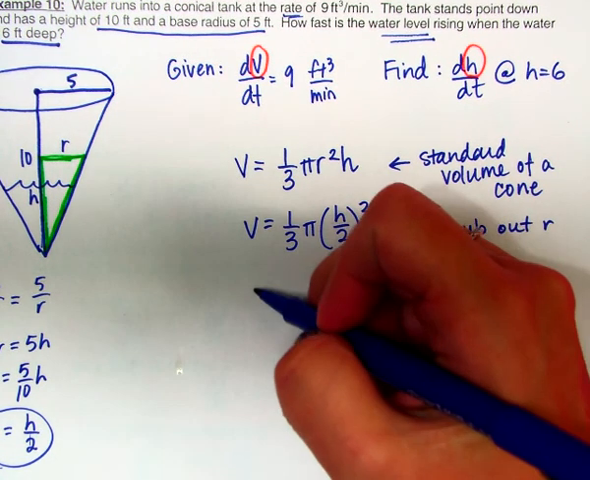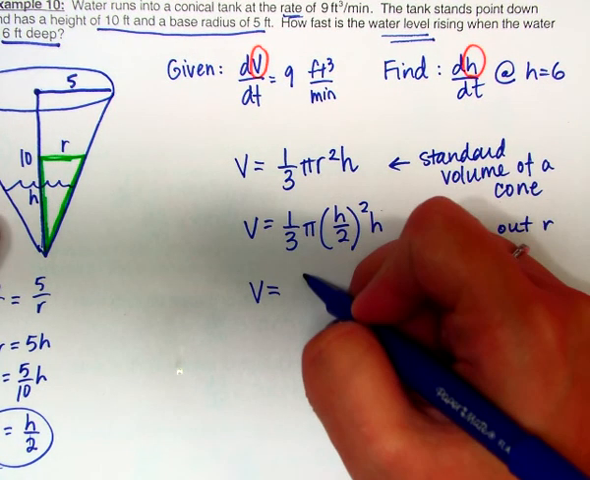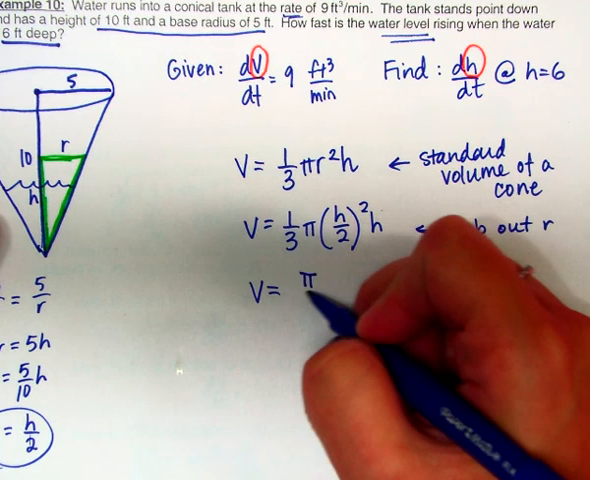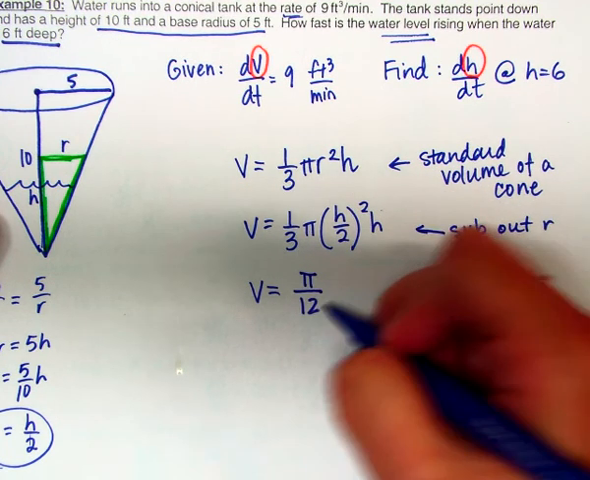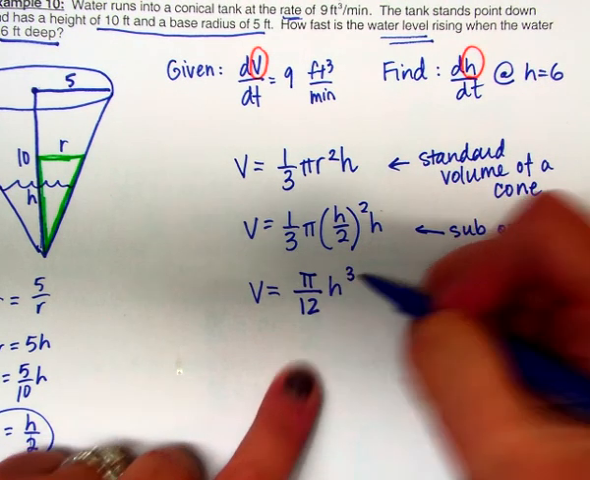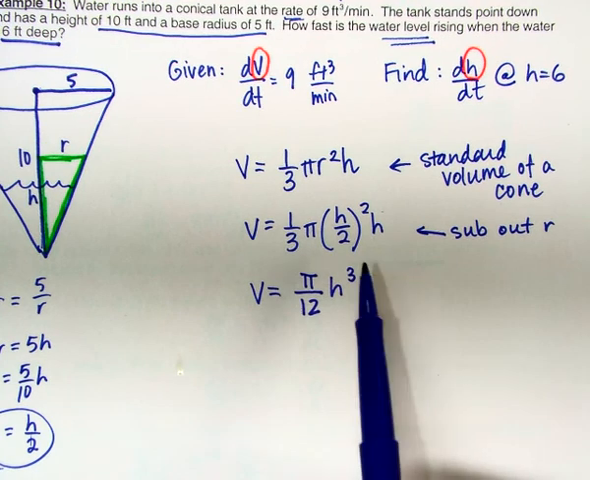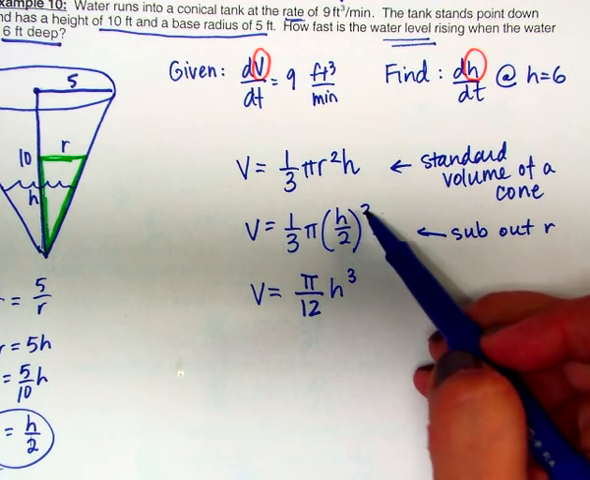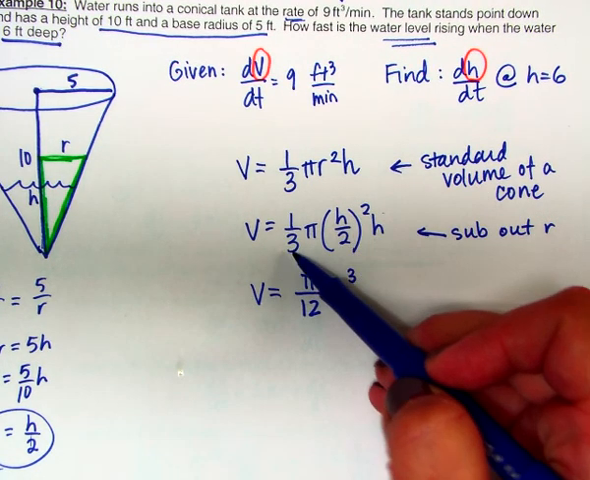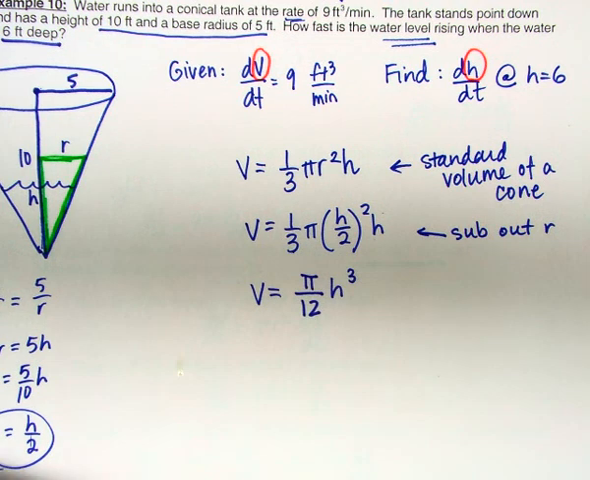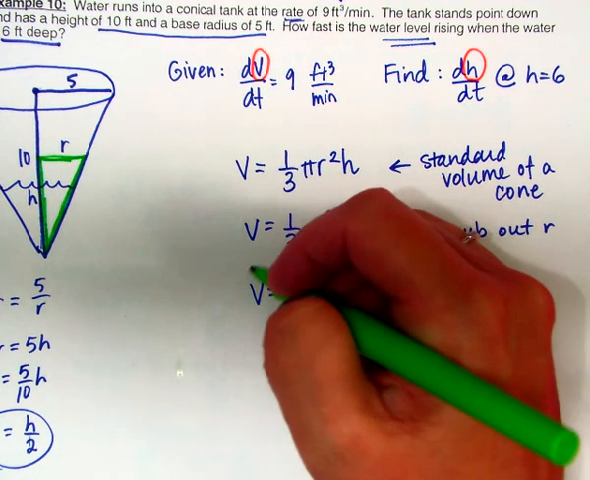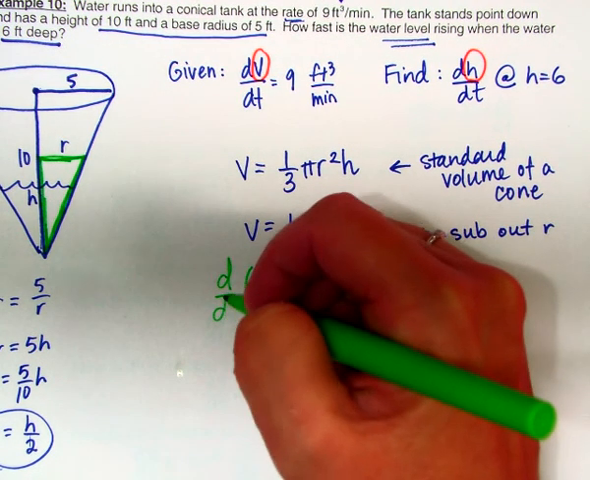So I'm going to write V equals, see if you follow this with me. I'm going to put the pi in the numerator of the fraction 12th, right, and then I'll have h cubed. Do you see that from here to here, right? h squared, 2 squared, that's 4, times this 3 is how I get a denominator of 12. Okay, and at this point now, I'm ready to go ahead and take the derivative with respect to time.